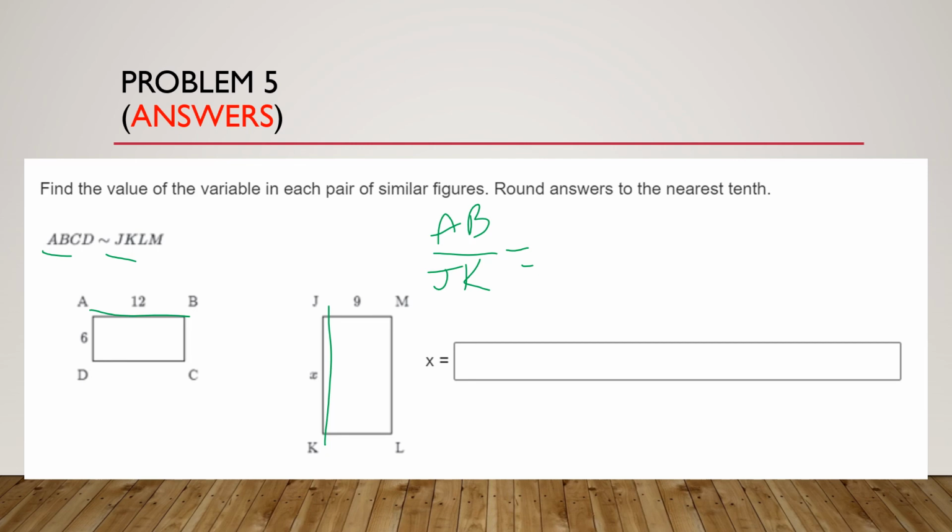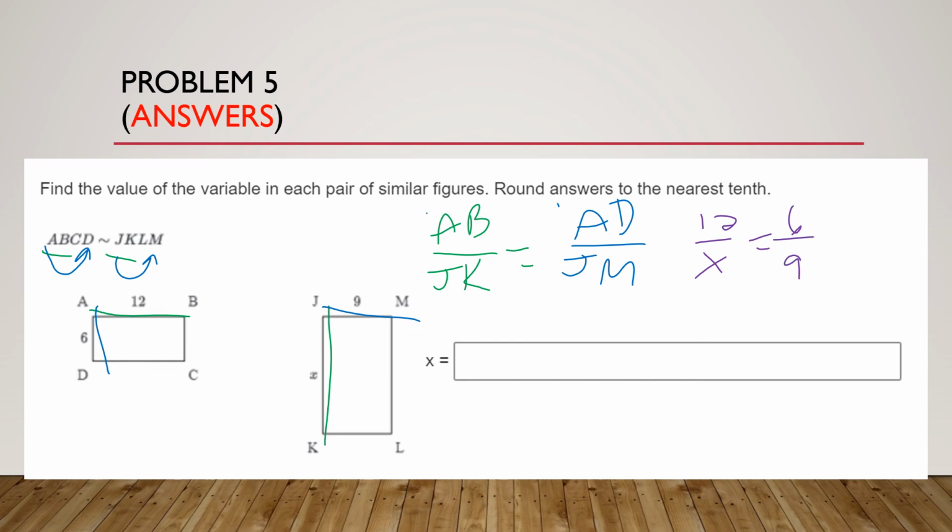Then if we compare A to D, if we start with the smaller one in the first one, we have to keep the smaller one in the second one. So A to D, we would have to keep the same order, so that would be J to M. And then we can fill in our values. So A to B was 12, J to K is x, A to D is 6, J to M is 9.